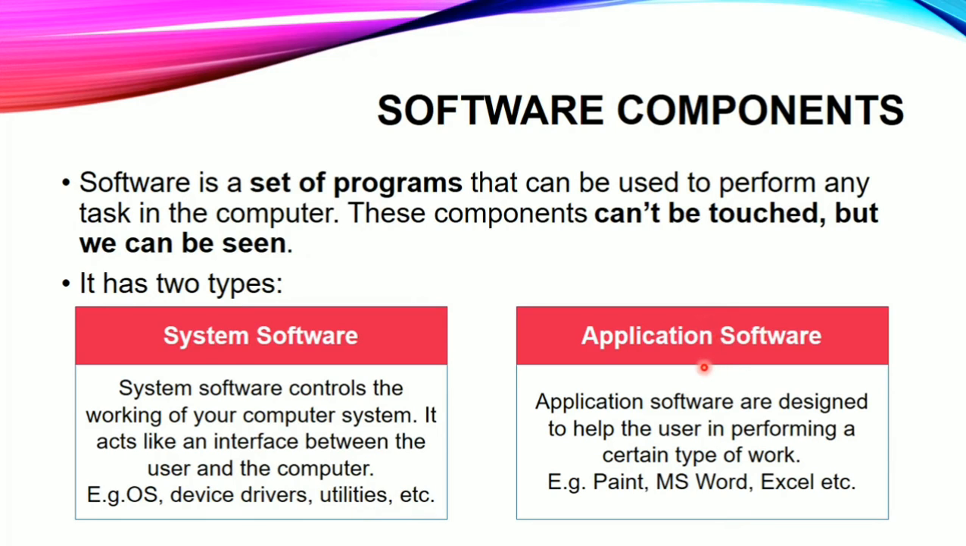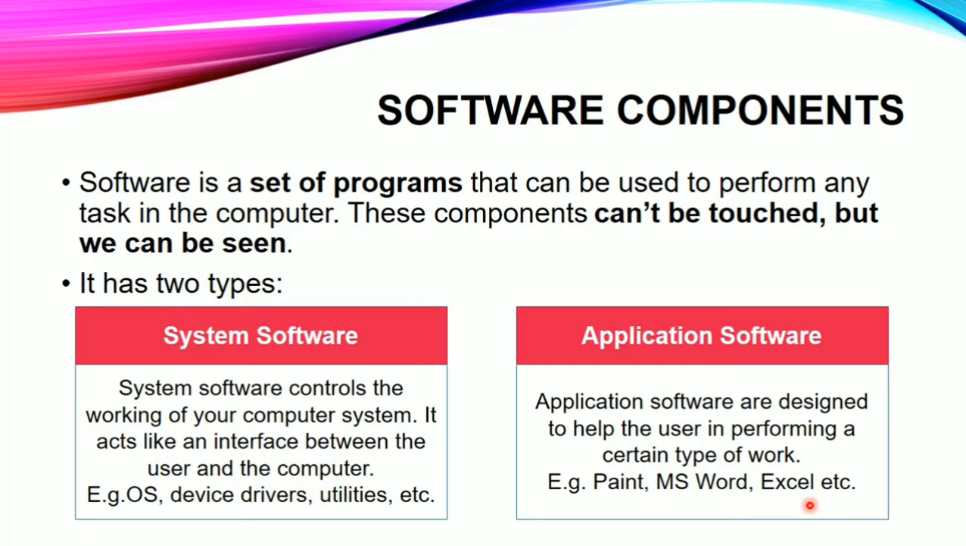Next we have application softwares. Whenever we use our computer for any specific purpose, we use an application. For example, if you are playing a game, that game will be an application for the PC. Suppose you were drawing something, that drawing software will be the application for our computer. So these application softwares are designed to help the user in performing a certain type of work. Some common examples are MS Paint, MS Word and MS Excel. So it was all about hardwares and softwares.